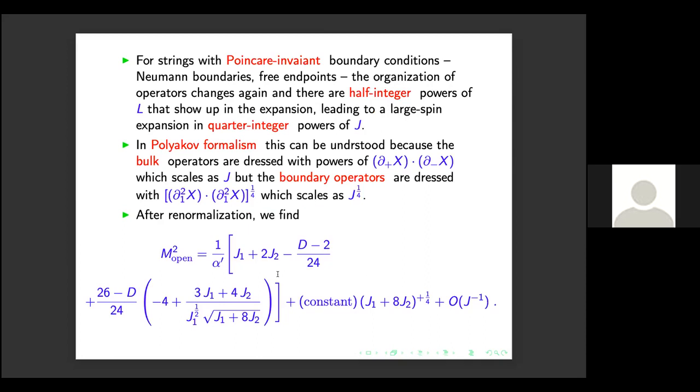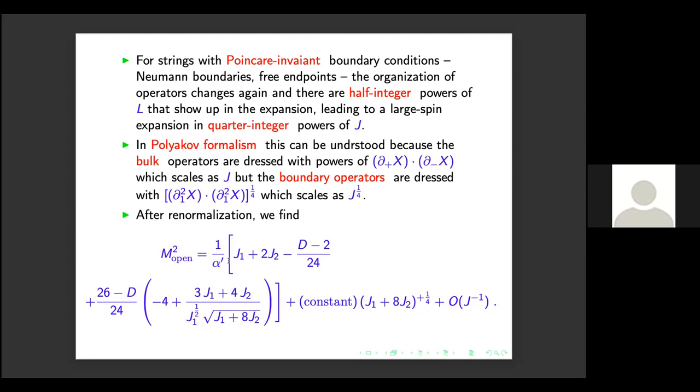For strings with Poincare invariant boundary conditions, Neumann boundaries, free endpoints, the organization of operators changes again, and there are half-integer powers of L that show up in the expansion, leading to a large spin expansion in quarter-integer powers of J. So in the Polyakov formalism, this can be understood because bulk operators are dressed with powers of partial x, which scales as J, but boundary operators are dressed with this funny invariant. It's the only invariant at this order. It's the largest invariant at the boundary at large spin, and it scales as J to the 1/4.